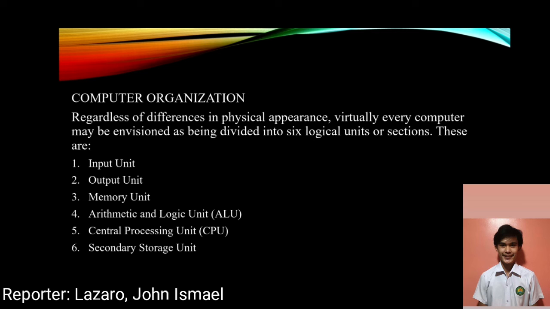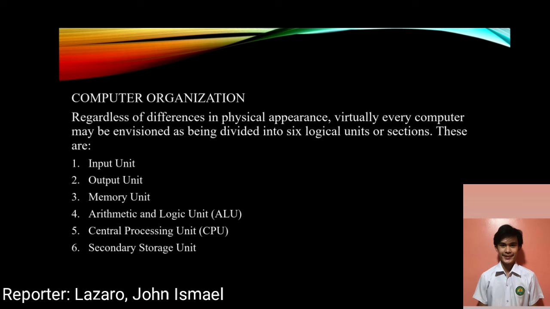Number 4, Arithmetic and Logic Unit or ALU. This is the manufacturing section of the computer. It is responsible for performing calculations such as addition, subtraction, multiplication, and division. It contains the decision mechanism that allows the computer, for example, to compare two items from the memory unit to determine whether or not they are equal.